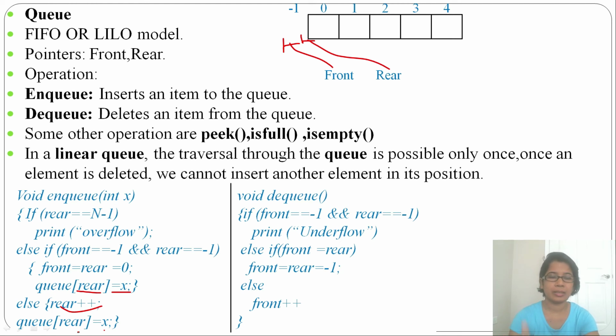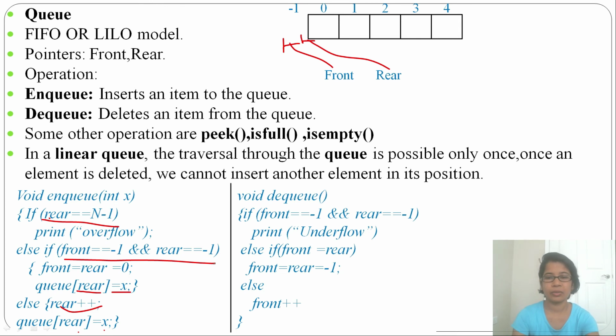Okay, so there are three conditions for NQ. First, if rear equal to n minus 1, then it is overflow, we cannot NQ. Second, if the queue is empty, this is the empty condition, front and rear equal to minus 1. In some books the starting pointer is 0, in some books it is minus 1. So it depends, you can analyze according to the situation. I am taking front and rear as minus 1, then it is empty. So just make front and rear 0 and insert, and you can NQ. And this is the normal condition: you can just increment the rear and insert.